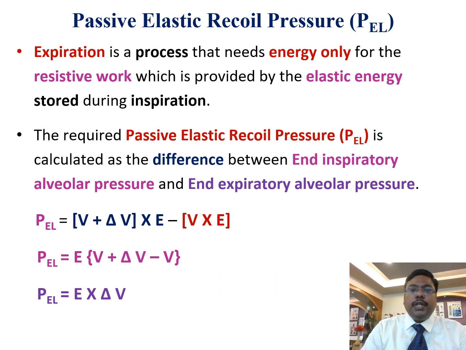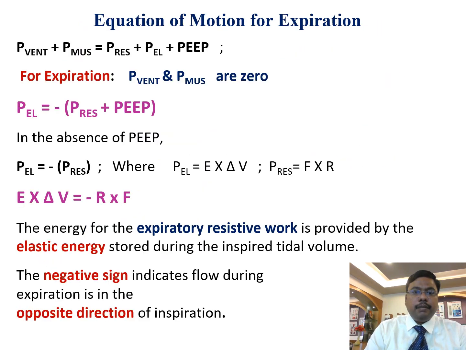Passive elastic recoil pressure. Expiration is a process that needs energy only for the resistive work, which is provided by the elastic energy stored during inspiration. The required passive elastic recoil pressure is calculated as the difference between end inspiratory alveolar pressure and end expiratory alveolar pressure. So if we substitute, we will be getting the answer: elastic pressure is equal to elastance into delta V, where delta V denotes tidal volume.